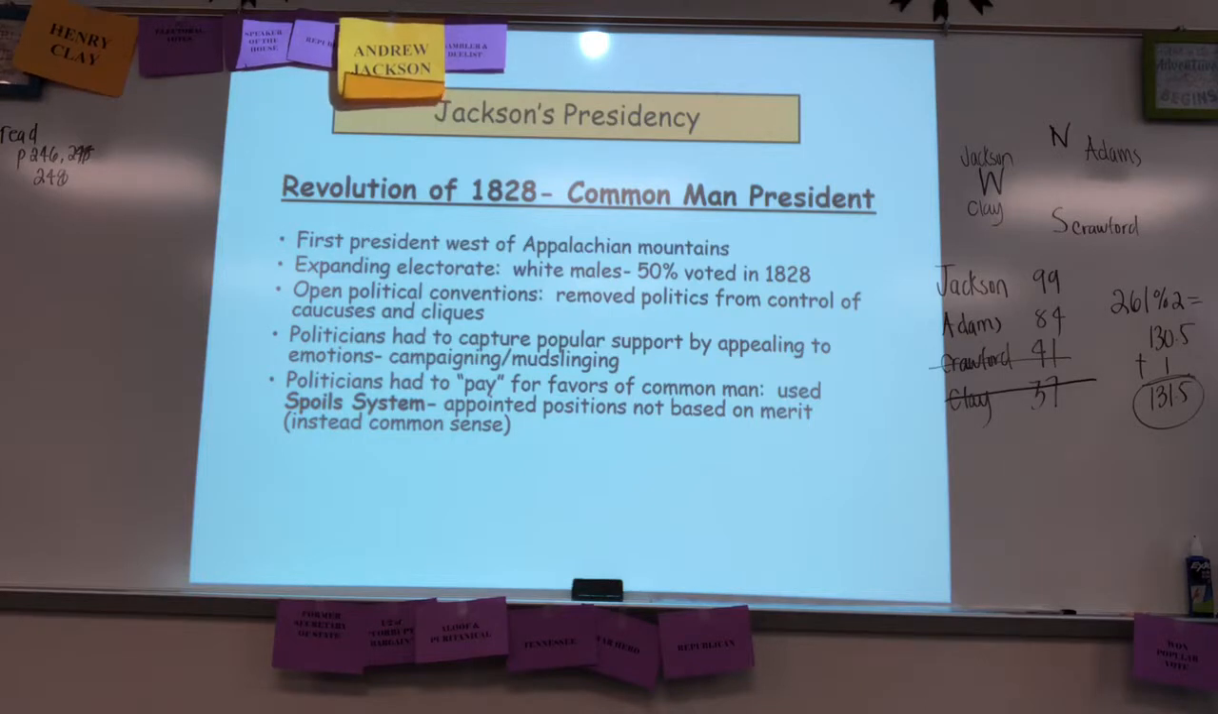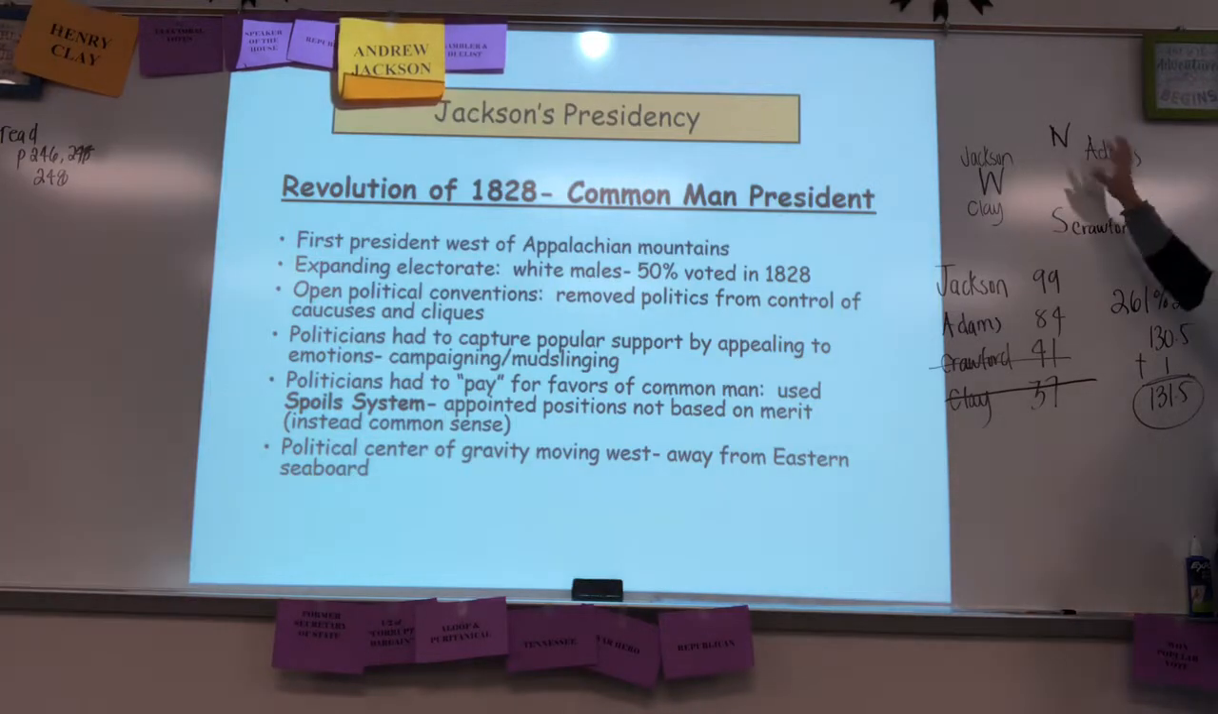What is he concerned about? Intelligence or loyalty? Loyalty. And that's why he uses this. He says, those people will die for me. I trust them more than I trust someone who's educated. Okay? The political center is moving away from the north, the east, and it's moving more west.